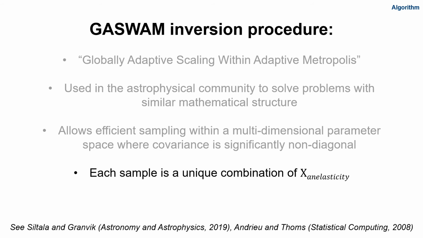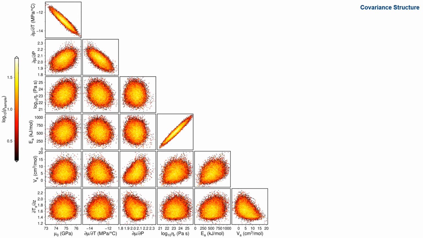Each sample from the inversion is a unique combination of the anelasticity parameters, making up a unique model. The result of the inversion is a set of 200,000 posterior anelasticity models. To assess the off-diagonal covariance structure of the parameter space, we can plot the sampling density of each combination of parameters, shown here. A greater sampling density indicates a more probable model.